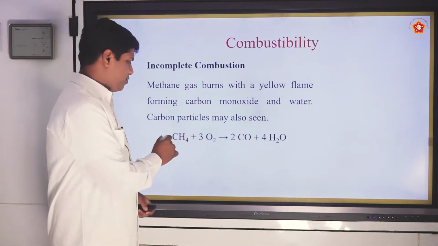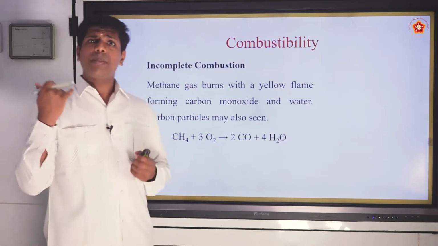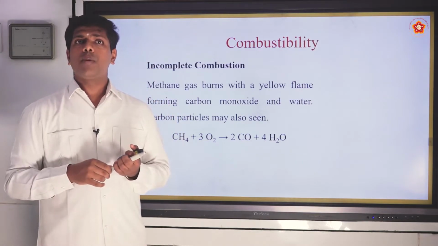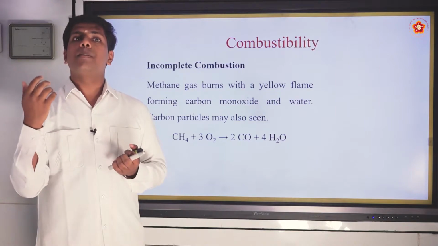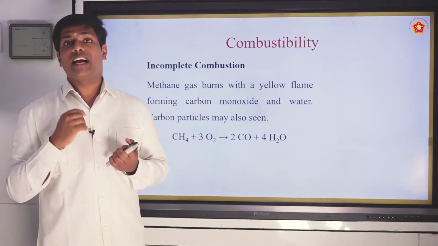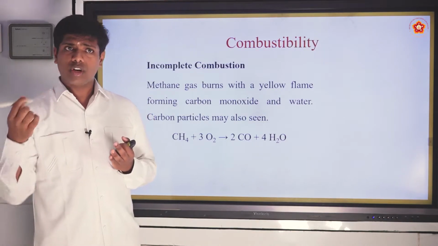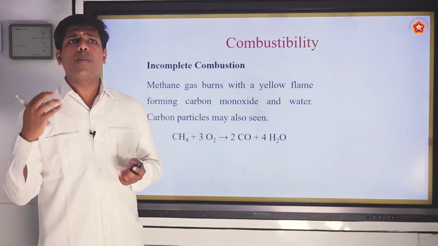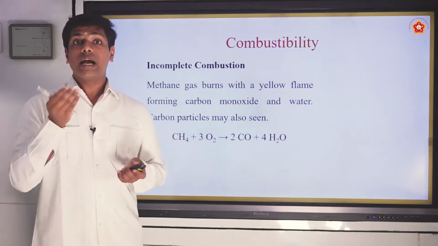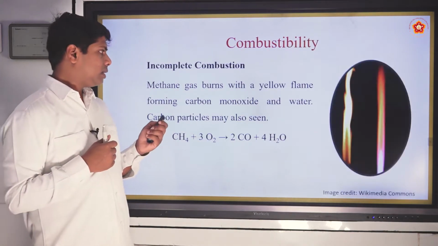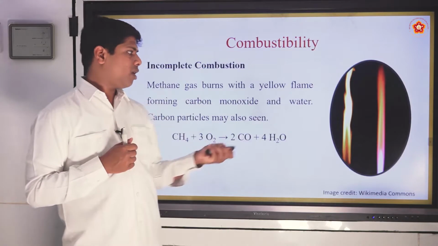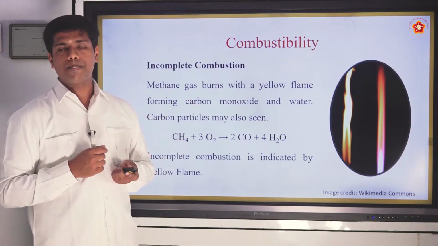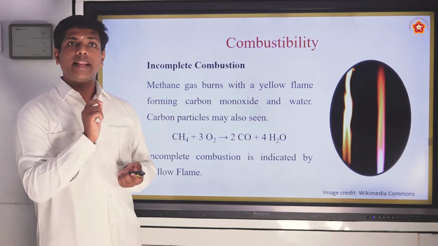This is the equation for incomplete combustion. Incomplete combustion can also be seen in automobiles, where CO is released due to incomplete combustion. Most automobiles release CO because of incomplete combustion. The flame is always a yellow flame. This is about incomplete combustion.